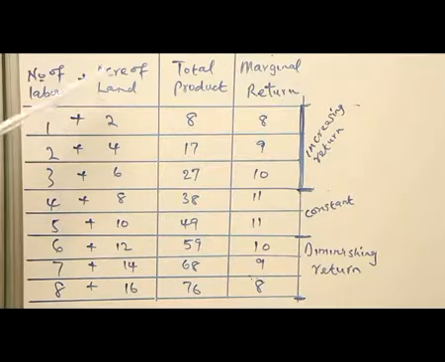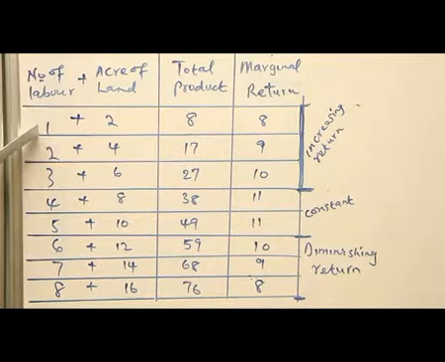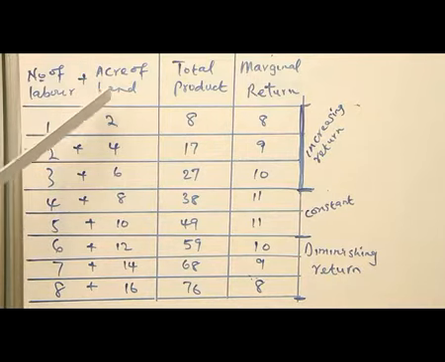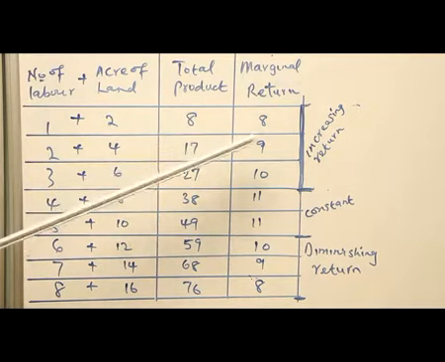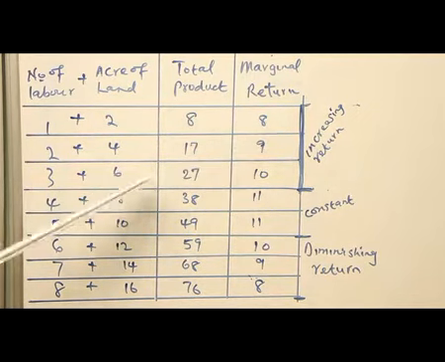Let us use the table before us to analyze the law of return to scale. We have said that when we are talking about the law of return to scale, it implies that the firm is already in the long run period, where all the inputs of the firm become variable inputs. Take for instance, assuming the firm has one labor plus 2 acres of land, the total product is 8. The marginal return also will be 8.